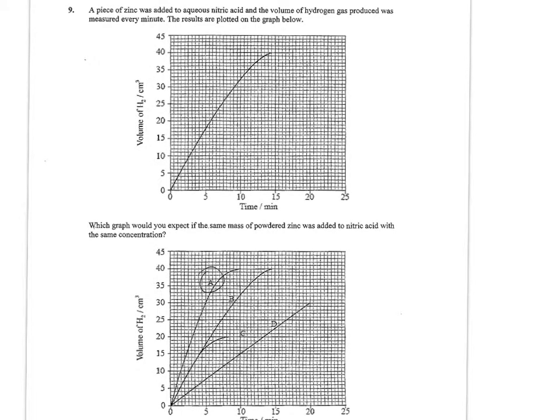Number 9, a piece of zinc was added to aqueous nitric acid, and here's our reaction rate plotted below. And they want to know which graph you would expect if the same mass of powdered zinc was added to nitric acid with the same concentration. So the difference is that I had a solid piece of zinc, and now my zinc is going to be more available. So my yield should be the same. The amount of product I get should be the same, but what's going to be different is my rate should be much faster. So line A here is the one I would expect, the change I would expect to see.